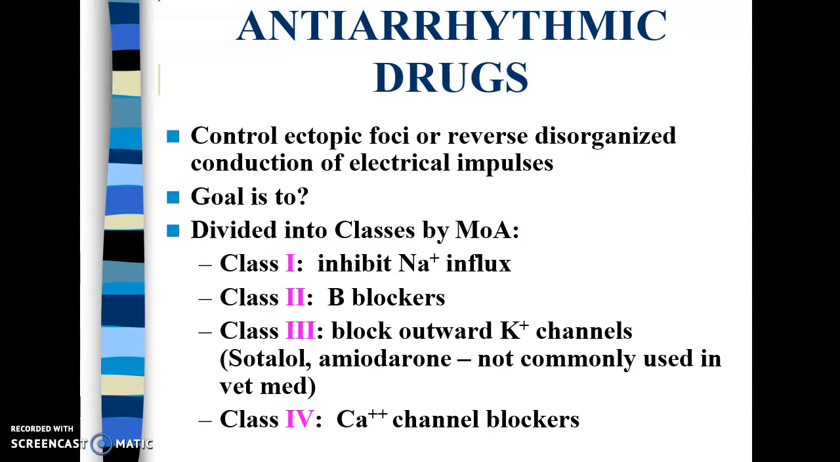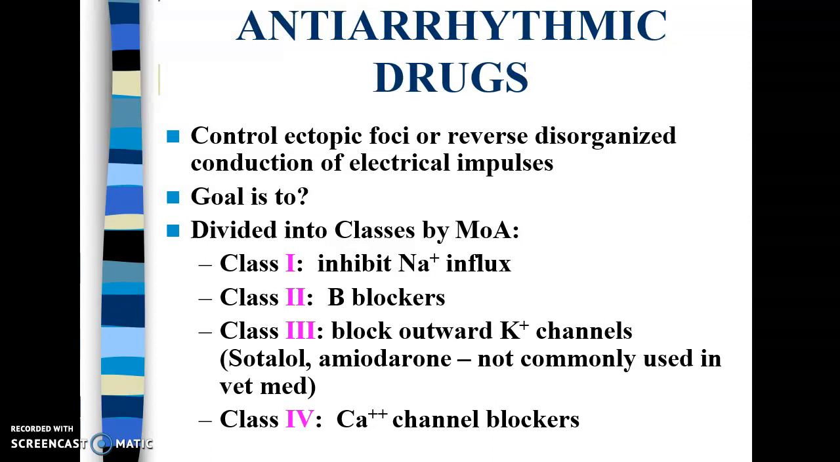So the first class, class 1, they inhibit sodium influx into the cell. So if we have a cell that's leaking the sodium in, and that's why it's become an ectopic foci, we're going to make that go slower. We're inhibiting that sodium going in. That will make the cell more stable and not depolarize on its own. We're going to talk about beta blockers, and that has to do with the beta 1 and beta 2 receptors that we talked about in the sympathetic nervous system.